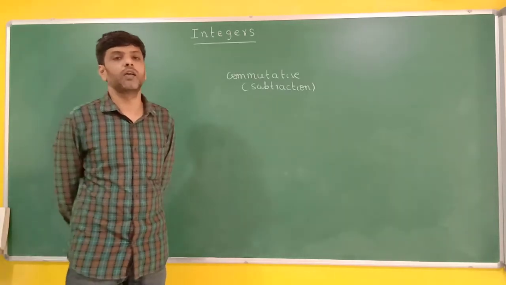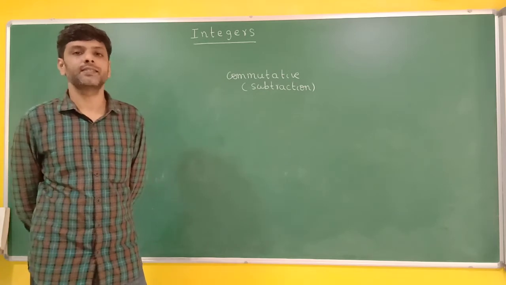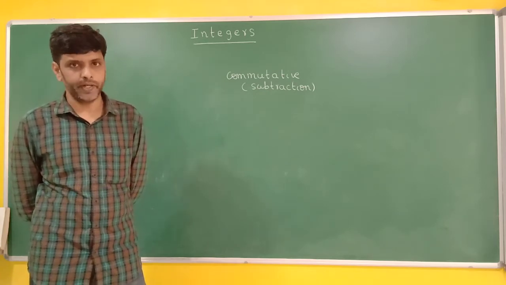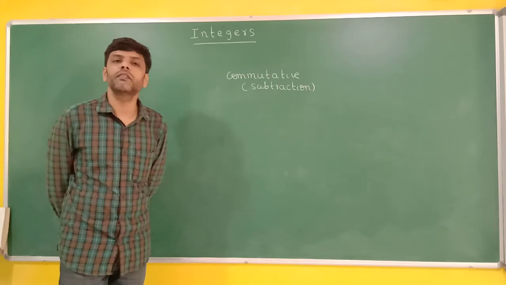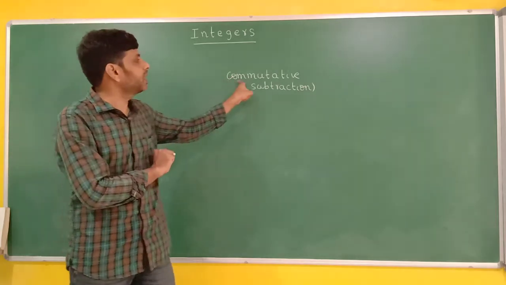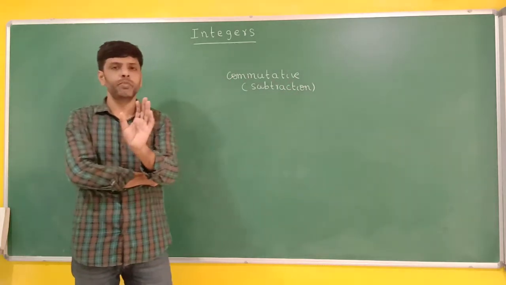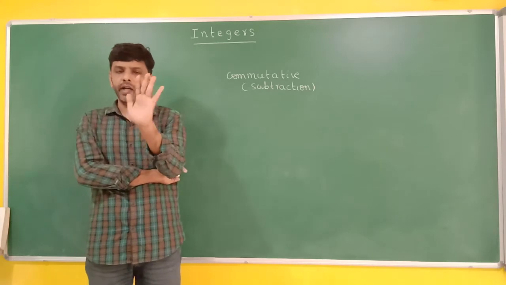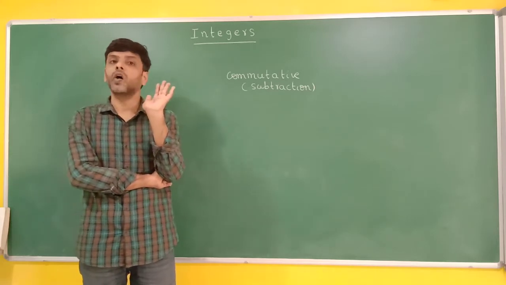Yes students, now our second property in subtraction, commutative property. Now what is the meaning of commutative? Tell me the meaning of this word. Very simple. Commutative means changing the order.